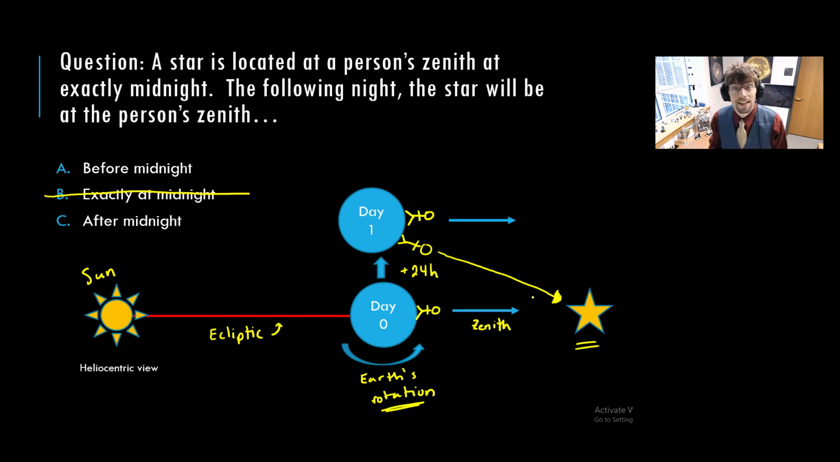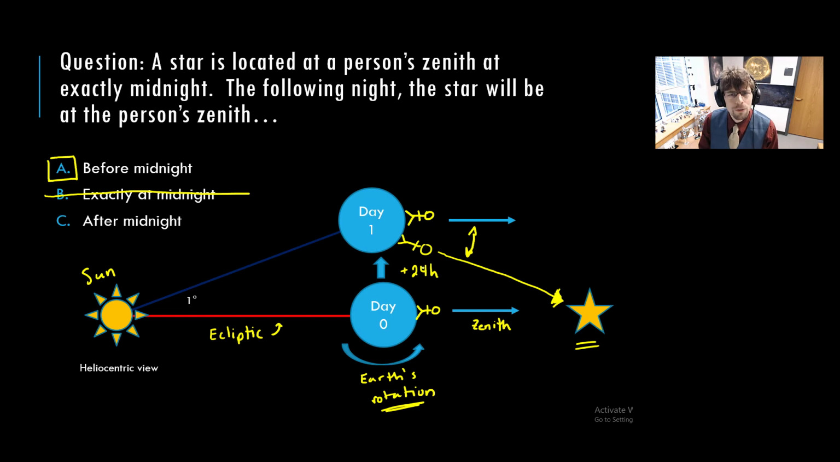Yeah, less than. They haven't quite finished the full rotation before the star is at their zenith. So they've done slightly less than 360 degrees, which means it will be slightly before midnight when the star is going to be at the person's zenith. Okay, you say, well, how much is this angle? How small is this angle?